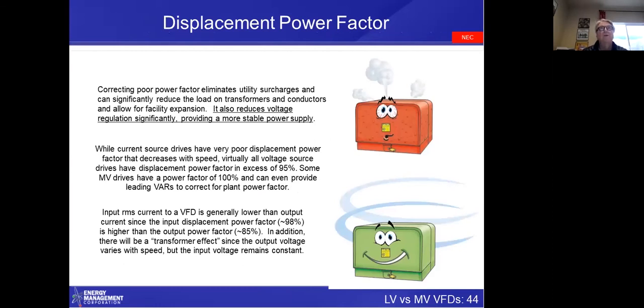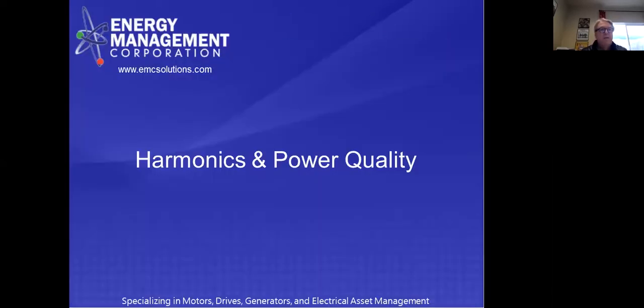Low power factor causes the current to be higher. It increases heating in your transformer. And you may end up with a utility penalty for low power factor. Fortunately, all drives are pretty good at that. Now let's take a look at harmonics and power quality.